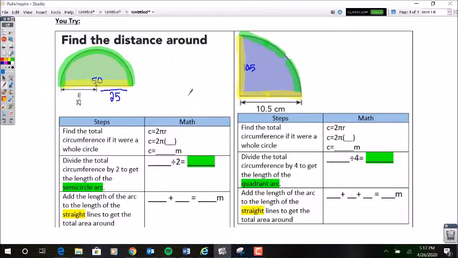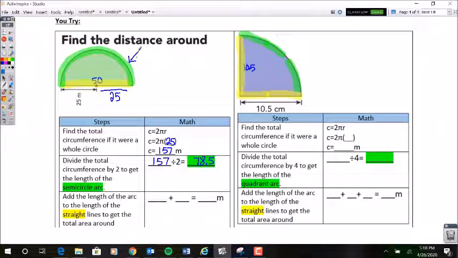So let's try a couple of these on our own, well, actually together. So we're going to find the distance around these two here. First thing I'm going to do is find just the semicircle arc. So I'm going to do 2 times pi times, in this case they give us just the radius, which is 25. So I'm going to do 25 times 2 times pi, which would give you 157 is the total distance around the circle. But since I only have a semicircle, I'm going to divide that by 2, and that gives me 78.5.